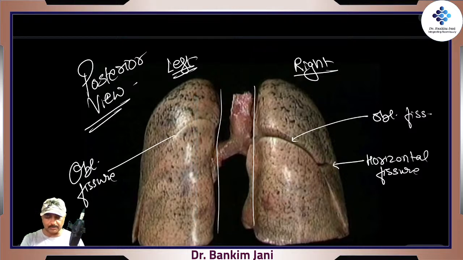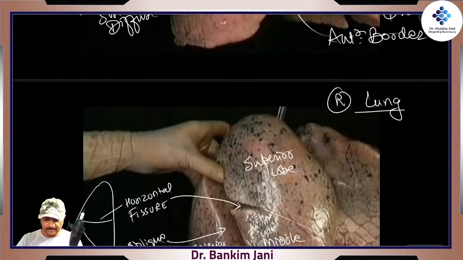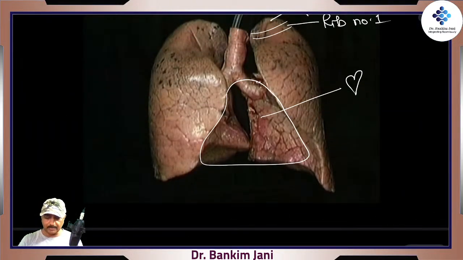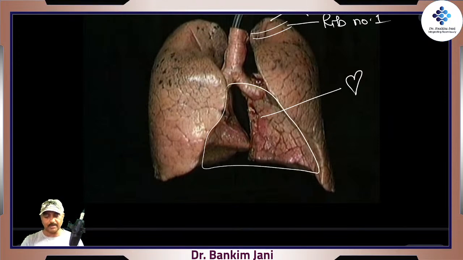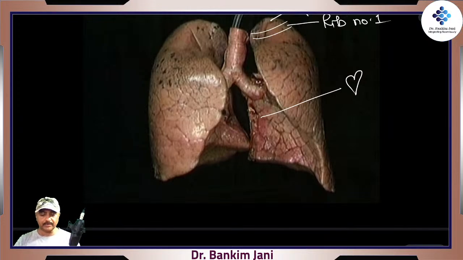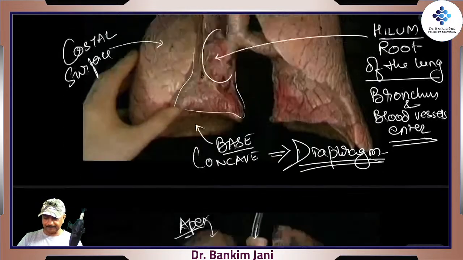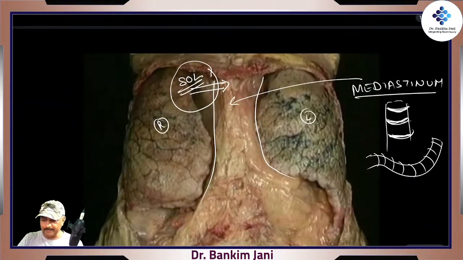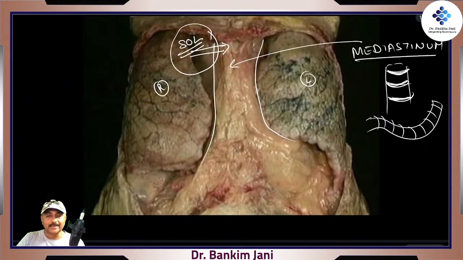So this is the posterior view. The point is, there is no cardiac notch. They both are parallel. Compare this with when we saw the anterior view. See the anterior view, right? I just removed this, right? See, there is a cardiac notch, right? So such a big area, right, which is for the heart. That's how they are arranged. So this is posterior. Okay. So that's like our mediastinum, right?